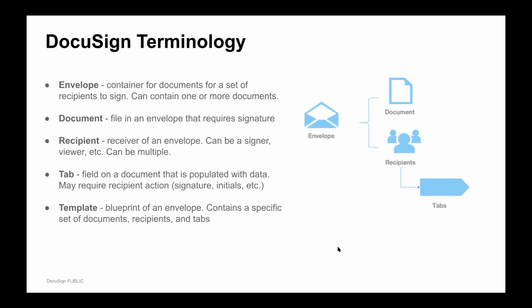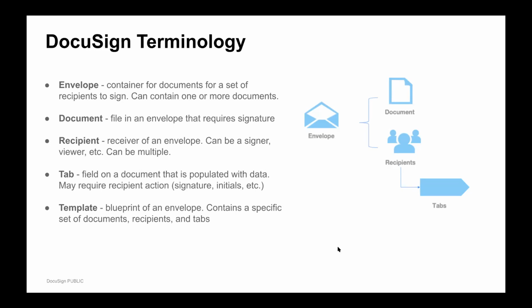Next, a tab is a field on a document that's populated with data. It may or may not require a recipient to take action on it. A good example for a tab that doesn't necessarily require any recipient action would be a date signed field, which is determined at the time a recipient signs an envelope. Other tabs that may require recipient action include a signature tab where you provide a signature, or an initials tab.